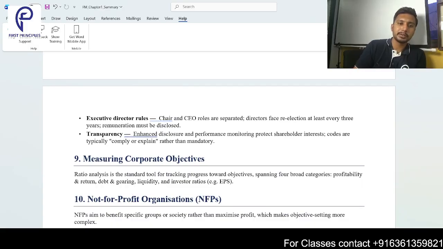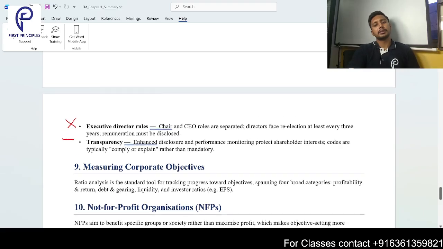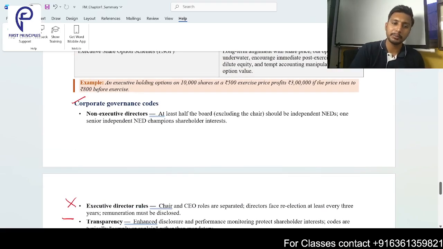What were the regulations? Firstly, chairman and CEO cannot be the same person. Okay, and there should be complete transparency in the way the application of corporate governance is done and all the other accounting policies. Either you comply with what is being said, or you explain why you did not comply.